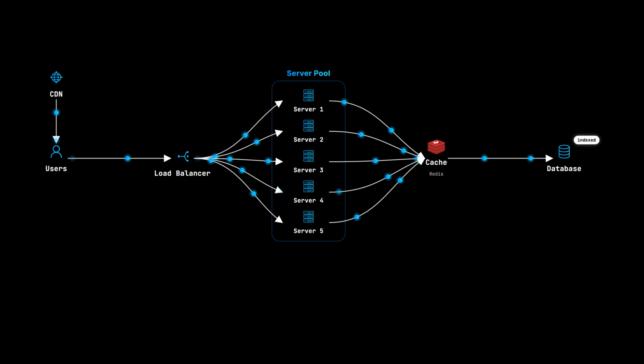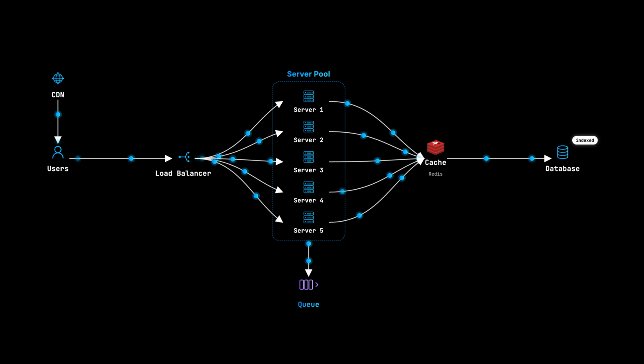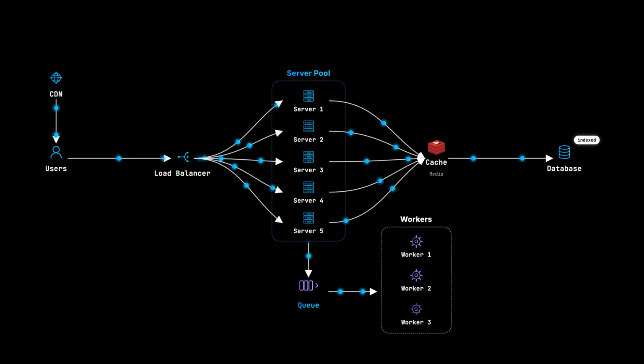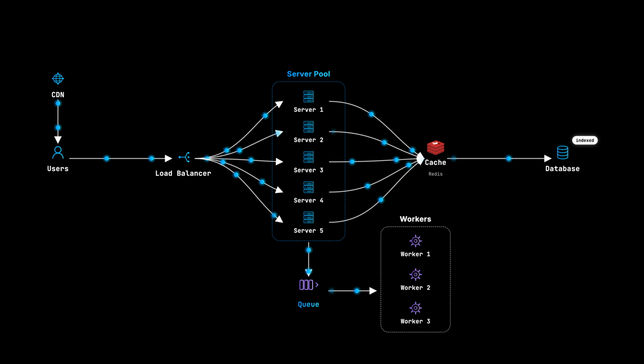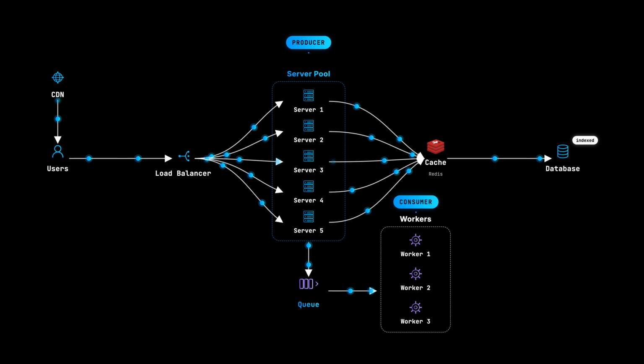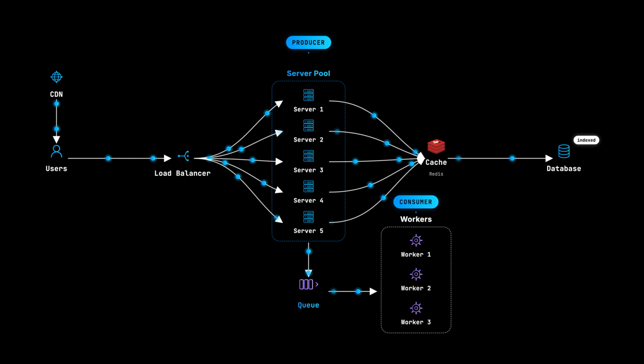But think, does the email need to send before the page loads? No. So put that slow work in a queue and answer the user right away. The server just adds the job to the line and moves on. Then other servers, called workers, take jobs from the queue and do them later. Now Maya's users get a fast answer, and the slow work happens in the background. Producer, queue, worker. Every big system uses these 3.